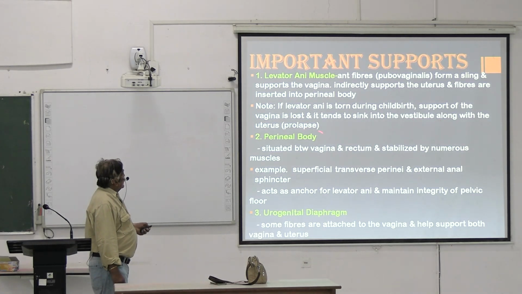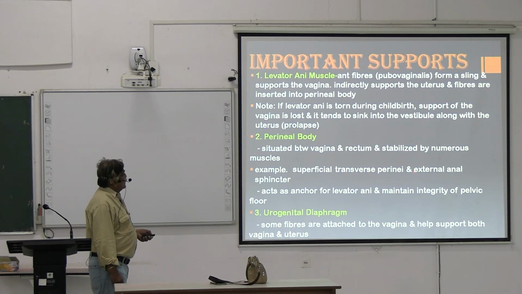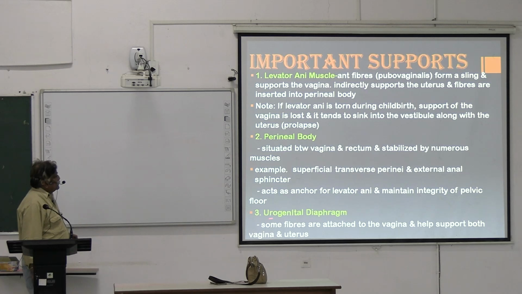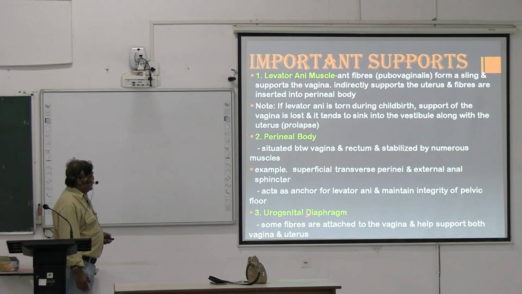Prolapse. The perineal body is situated between the vagina and the rectum and stabilized by numerous muscles. Examples: superficial transversus perinei and external anal sphincter act as an anchor for levator ani and maintain integrity of the pelvic floor. Now, the urogenital diaphragm. Now, this can be a 2 marks question. The perineal body can be a 2 marks question. Some fibers are attached to the vagina and help support both vagina and the uterus.